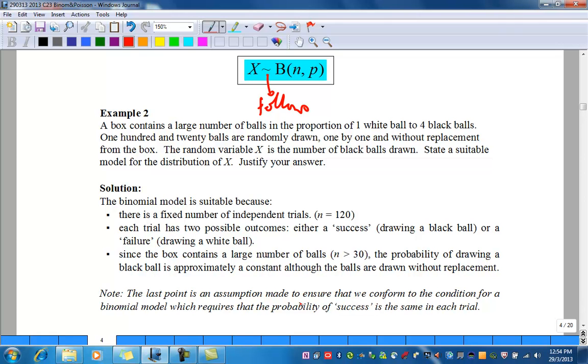The binomial model is suitable because 1. There is a fixed number of independent trials, where n is 120. 2. Each trial has two possible outcomes, either a success, drawing a black ball, or a failure, drawing a white ball. 3. Since the box contains a large number of balls, where n is more than 30, the probability of drawing a black ball is approximately constant, although the balls are drawn without replacement. Note, the last point is an assumption made to ensure that we conform to the condition for a binomial model, which requires that the probability of success is the same in each trial.